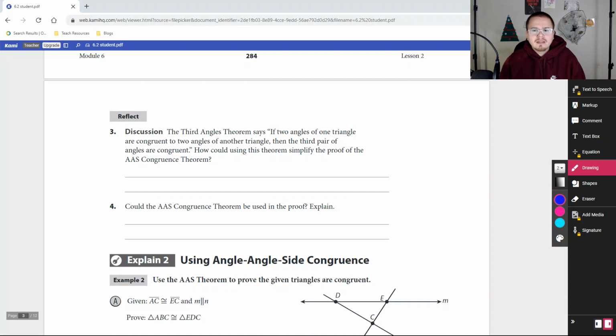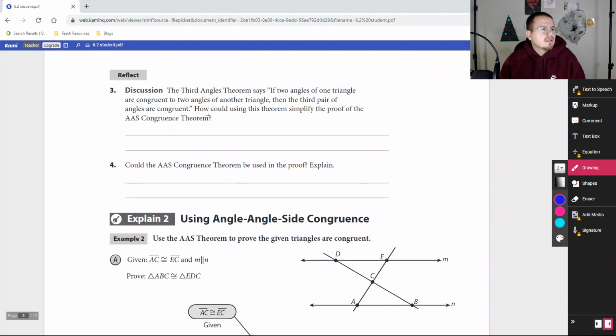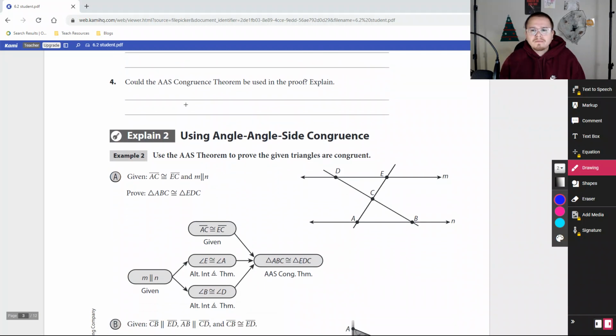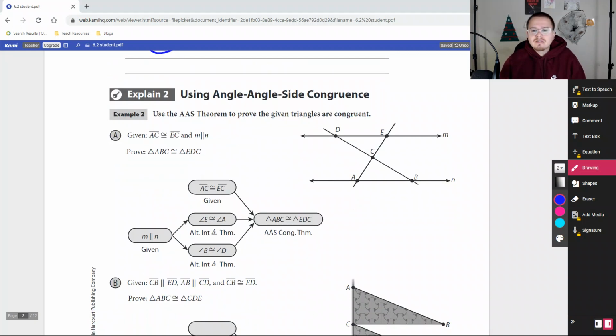All right, what do we got next? This is a good one. Could the congruence theorem be used in the proof? You cannot use a theorem to prove the theorem. It's like when people ask you for a definition of a word and you use the word in its own definition. It doesn't work. All right, so using angle, angle, side.